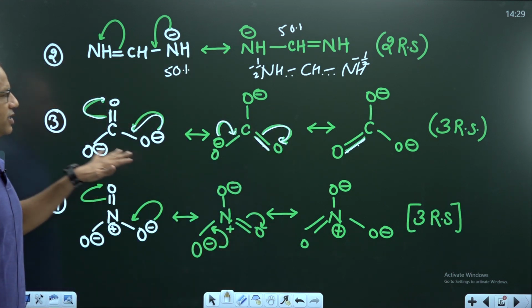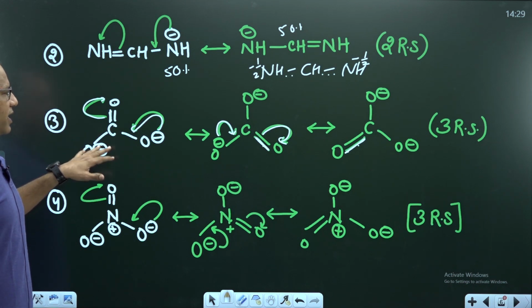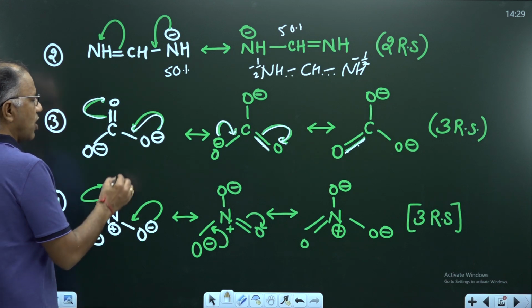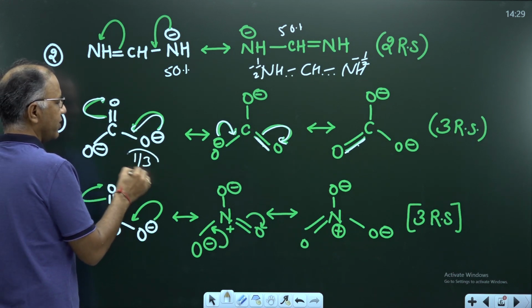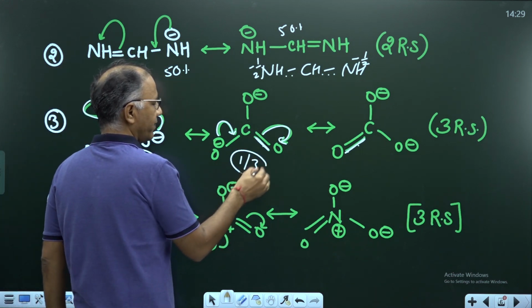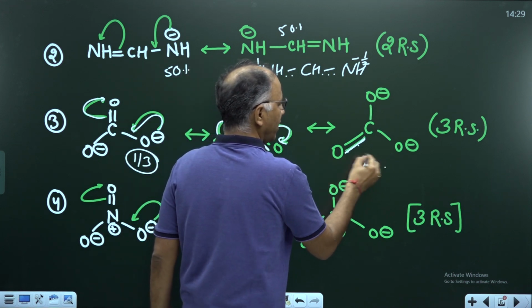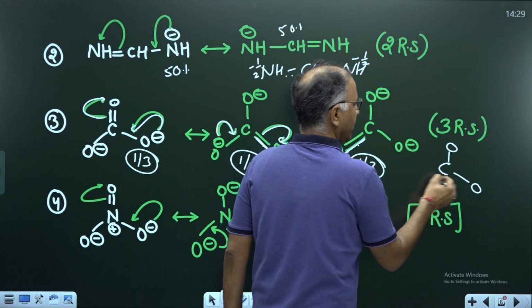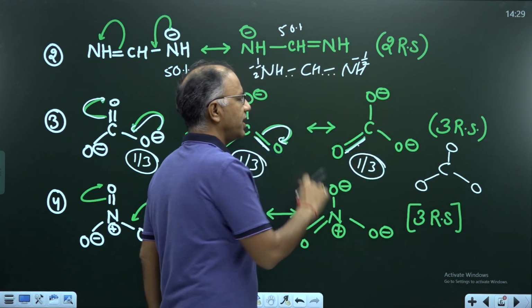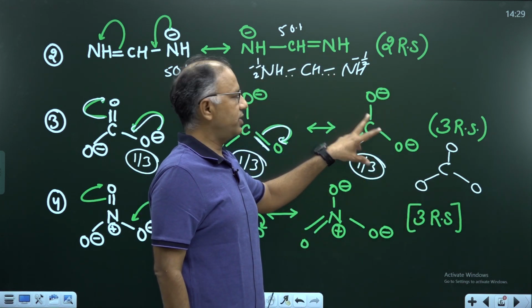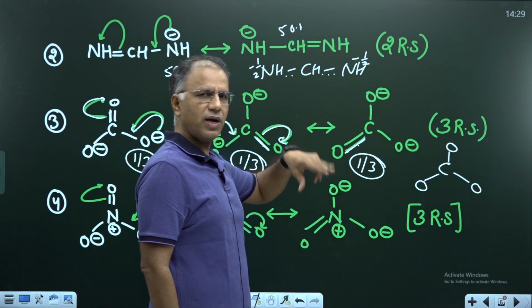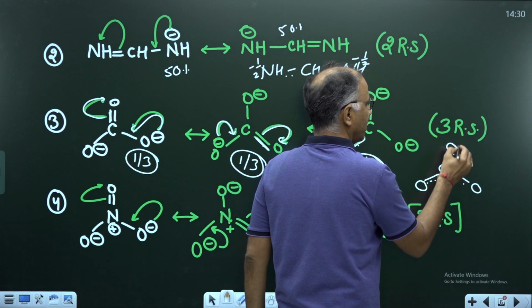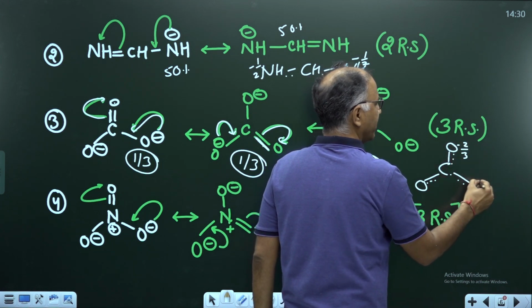Then again convert lone pair to pi bond and pi bond to lone pair. So there are 3 RS of this carbonate, all of equal stability because they are exactly the same. So how much is the contribution in the hybrid? 1 by 3, 1 by 3. 3 RS of equal stability. Can you draw the hybrid? Yes. What is the net charge on this structure? Net charge is -2. This means the -2 charge is equally delocalized among 3 atoms. So in the resonance hybrid, there will be a -2/3 charge.